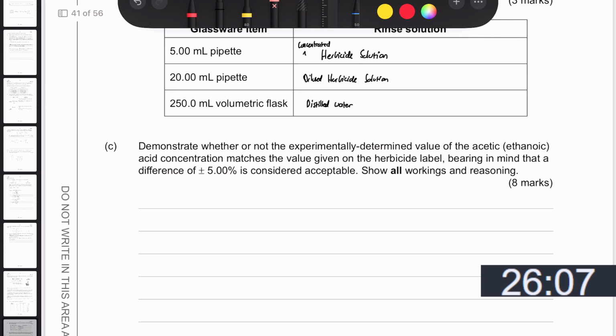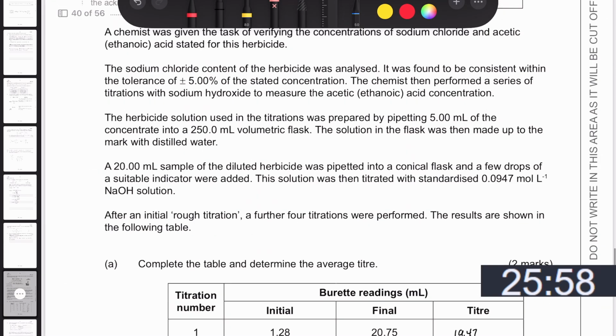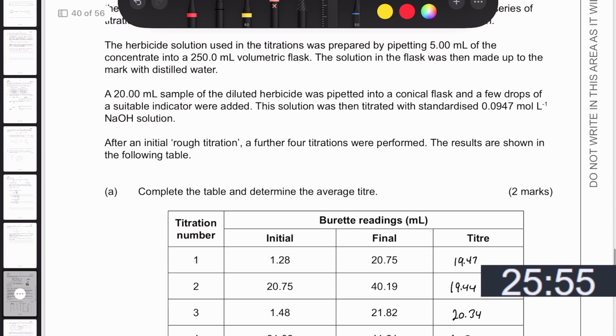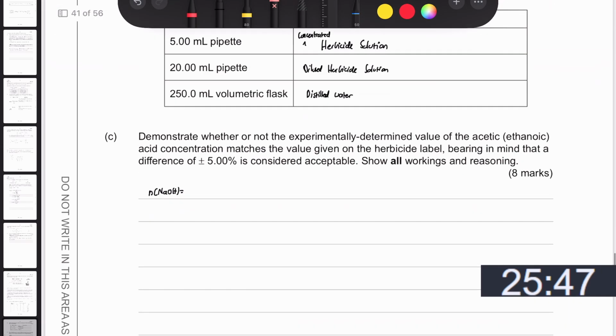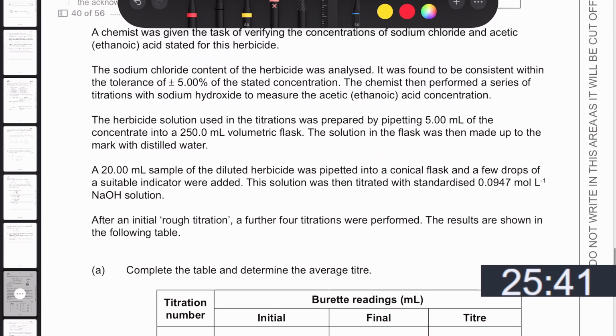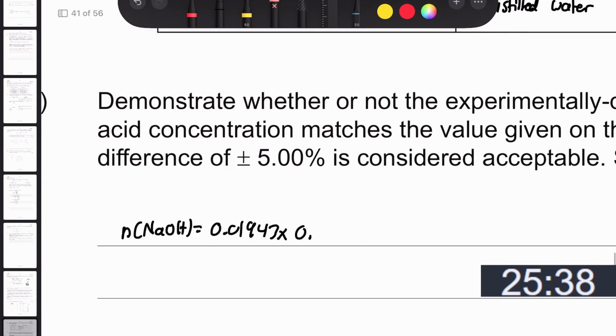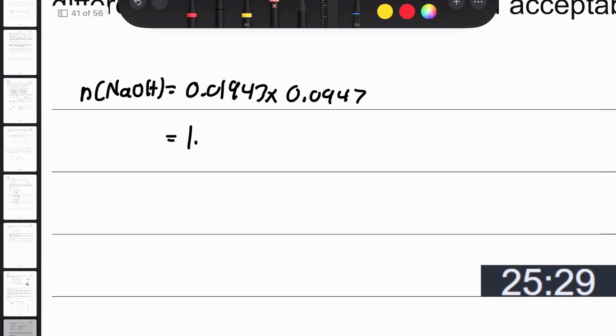Okay, demonstrate whether or not the experimentally determined value of the ethanoic acid concentration matches the value given on the herbicide label, bearing in mind the difference that is considered acceptable. Okay, so the number of moles of NaOH is equal to 0.01943 times 0.0947, which is equal to 1.84 times 10 to the negative 3 moles.